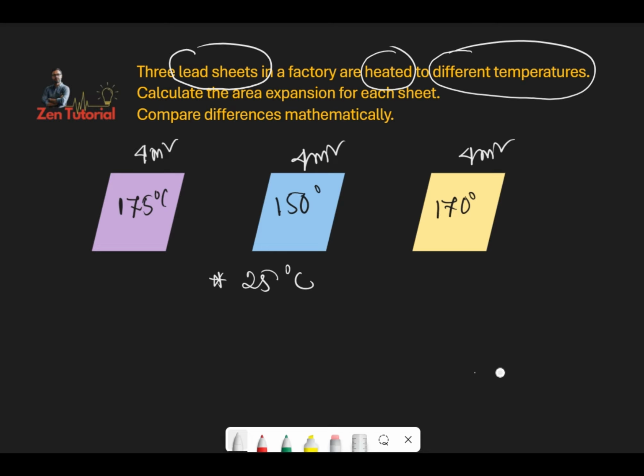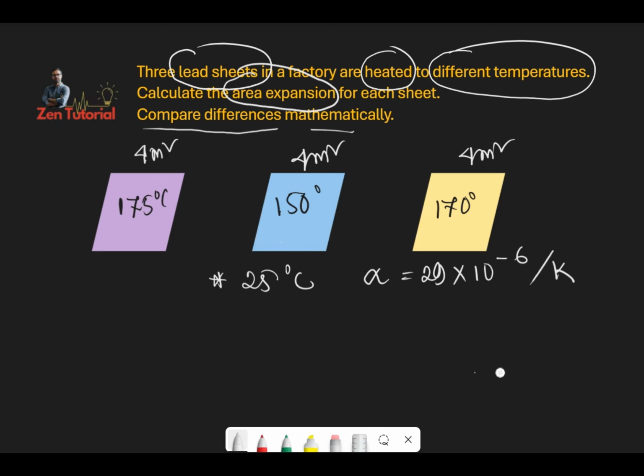we have to consider, as these are lead sheets, the linear expansion coefficient alpha is equal to 29 times 10 to the power minus 6 per Kelvin. And we have to compare the difference mathematically. We have to compare the area expansion for each sheet. So this is sheet number 1, sheet number 2, and sheet number 3.